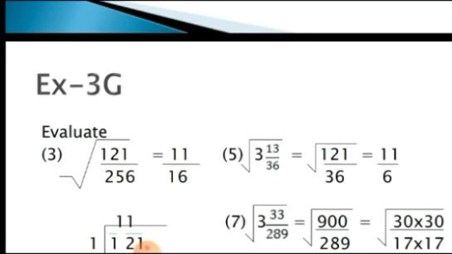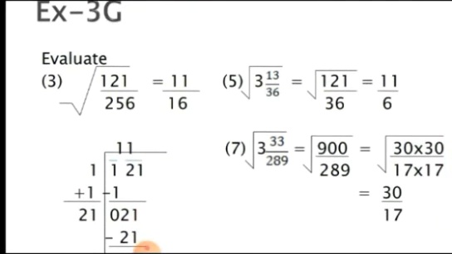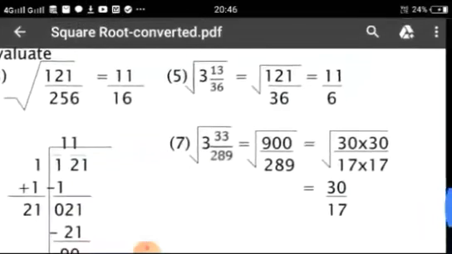Question number 5. 13 by 36. First you change it into an improper fraction. 3 into 36 plus 13, that is 121 by 36. Then the square root of 121 is 11, and of 36 is 6. Now next question.